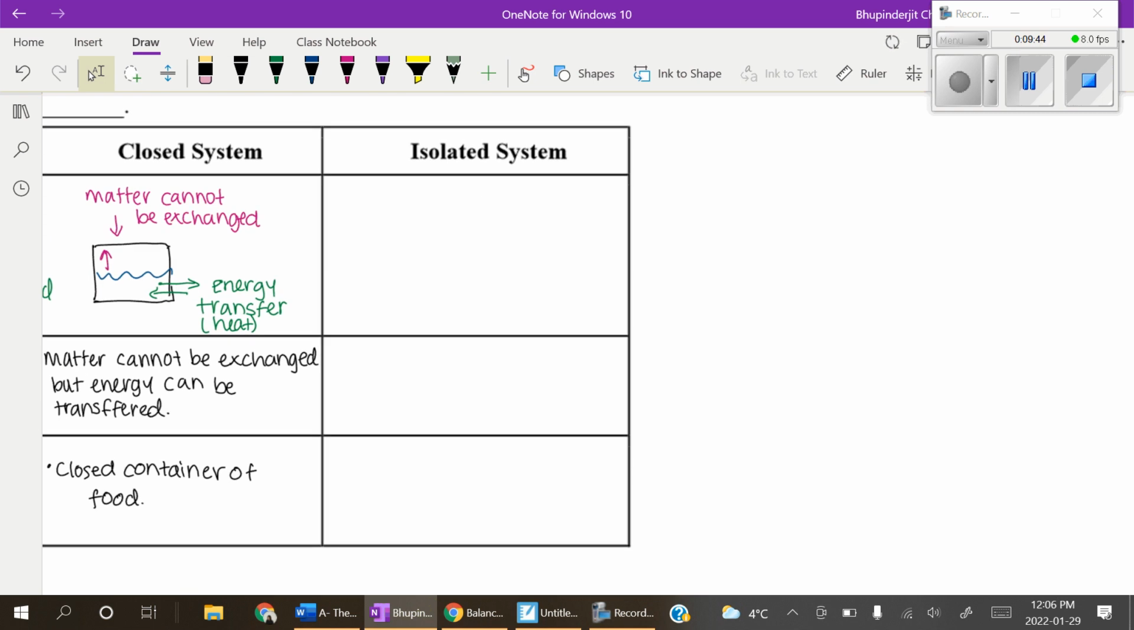Now, the last system is an isolated system. So what I'm going to do is I'm going to put this in a box. Oftentimes isolated systems such as a thermos have some sort of insulator between the first layer and the second layer. And again, we're going to fill this container with water. Now, matter cannot be exchanged. So therefore, again, when I'm talking about matter, I'm talking about oxygen, maybe water vapor, any of that.